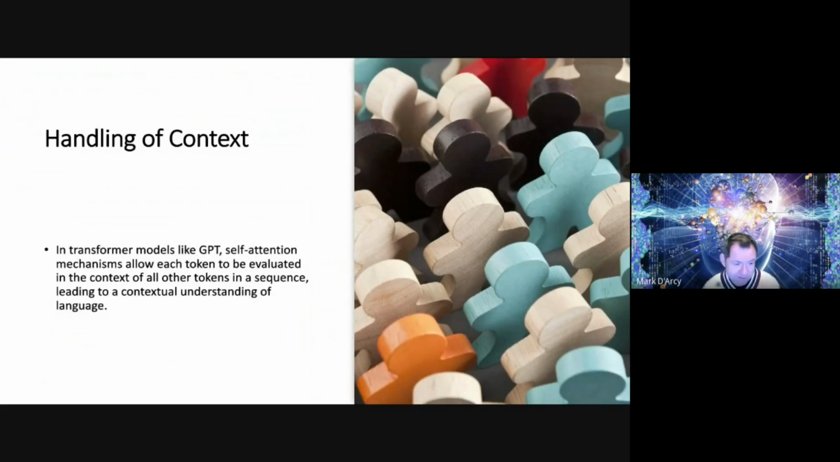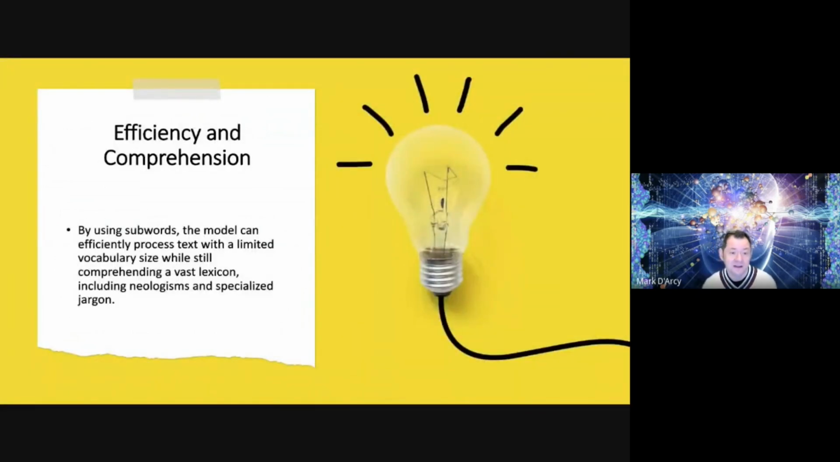Handling of context. In transformer models like GPT, self-attention mechanisms allow each token to be evaluated in the context of all other tokens in a sequence, leading to a contextual understanding of language, which is very important. In terms of efficiency and comprehension, by using subwords, the model can efficiently process text with a limited vocabulary size while still comprehending a vast lexicon, including neologisms and specialized jargon, which all depends really on having a big training database and also the tokenization. So even if it hasn't seen a word before, it can kind of predict its meaning.